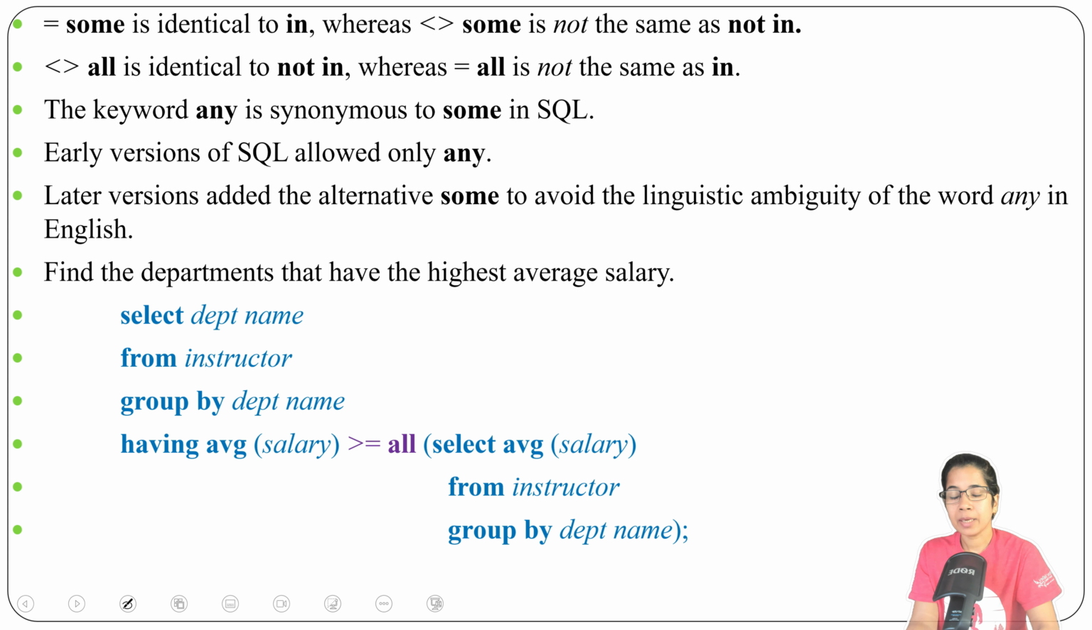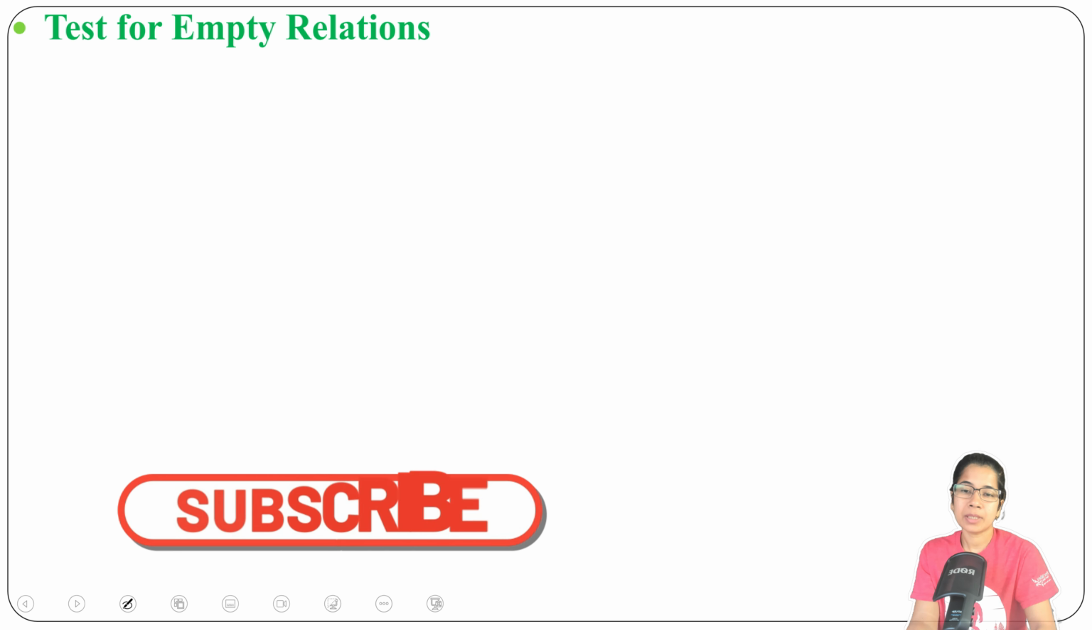That's all for today. In today's lecture, I discussed nested subquery. There I discussed set membership and set comparison. In set membership, I discussed in, not in, whereas in set comparison, I discussed some and all. In the next lecture, I will discuss the test for empty relations.